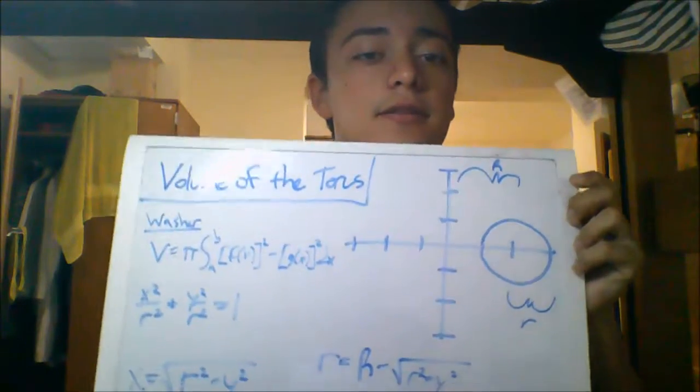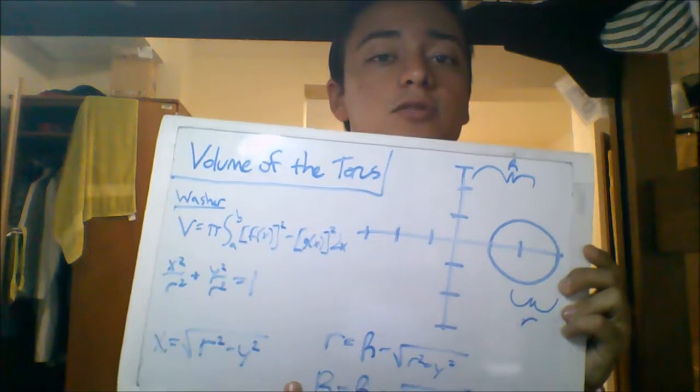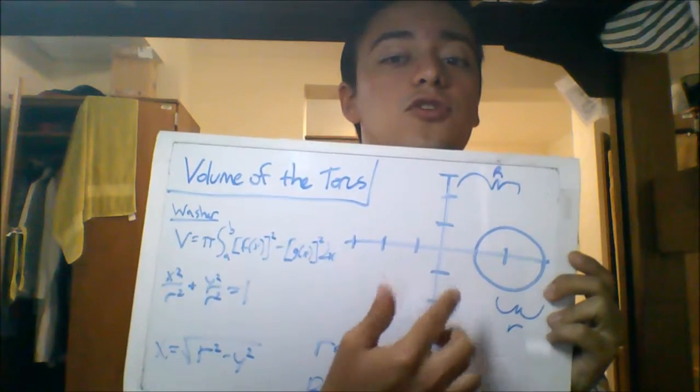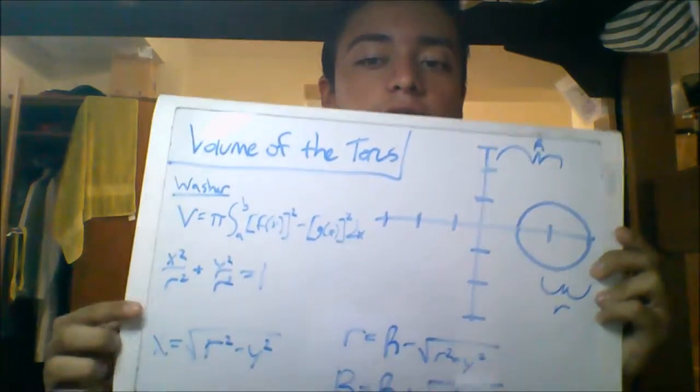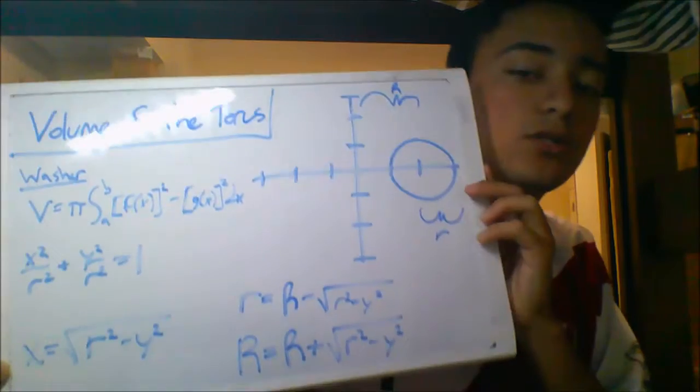Last week we found the area of an ellipse, but this week we're going to be finding the volume of a torus. In order to do this, we're going to be using the washer method, and we have to rotate a circle around the y-axis. So we're going to solve the equation for a circle for x instead of y. When we do that, we get x is equal to the radical of r squared minus y squared.